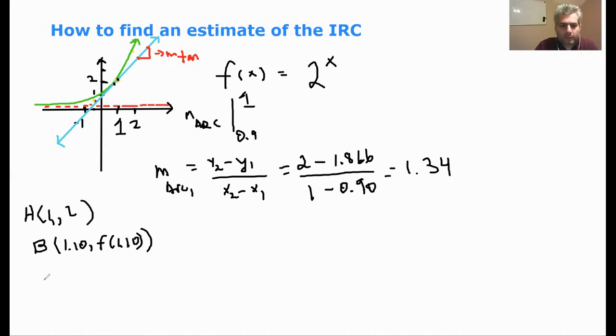So we need to calculate what f of 1.1 is. We have to put that in the calculator. f of 1.1 is 2 to the power of 1.1. We need to do a calculation. So 2 to the power of 1.1 is 2.143.